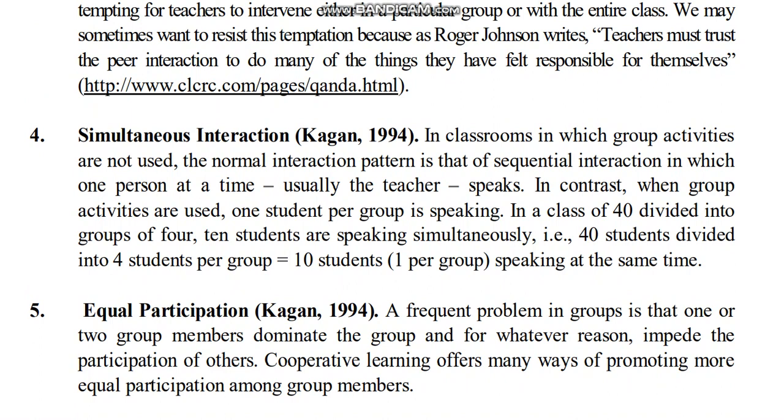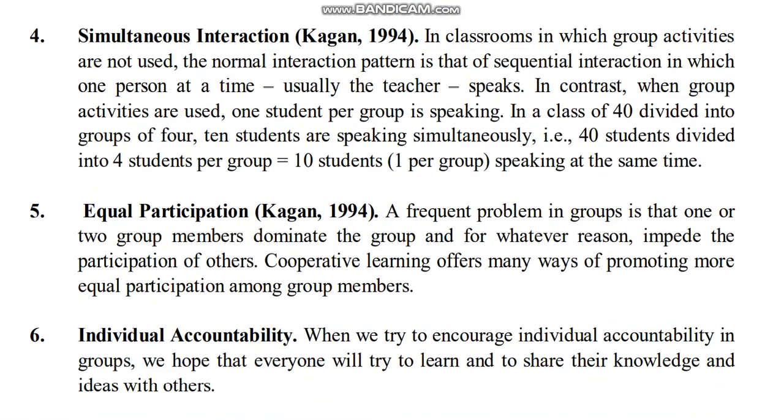Next, we have equal participation. A frequent problem in groups is that one or two group members dominate the group and for whatever reason impede the participation of others. Cooperative learning offers many ways of promoting more equal participation among group members. Next, we have individual accountability. When we try to encourage individual accountability in the group, we hope that everyone will try to learn and to share their knowledge and ideas with others.